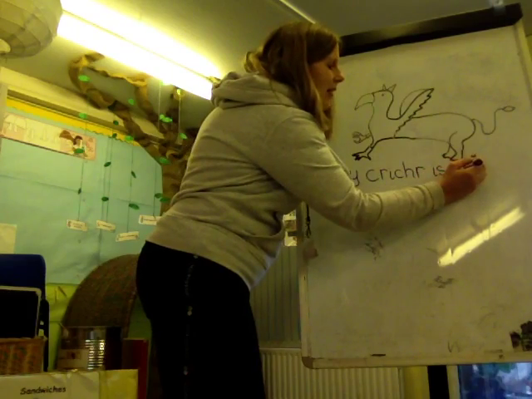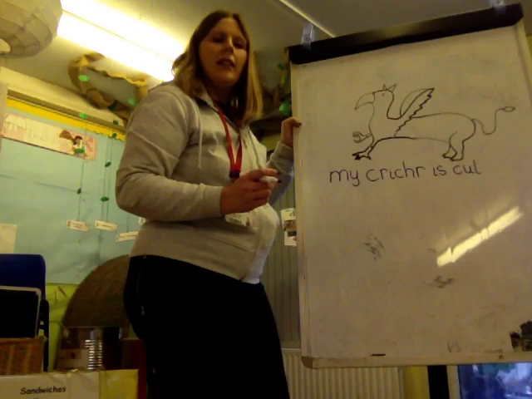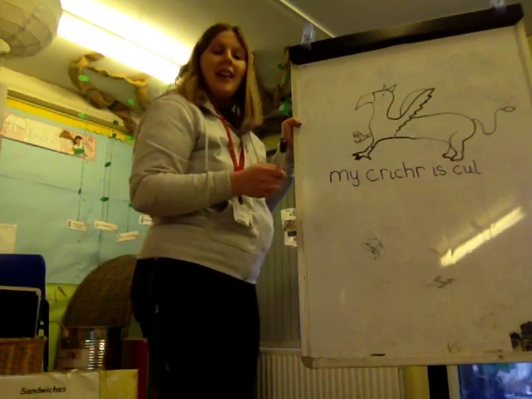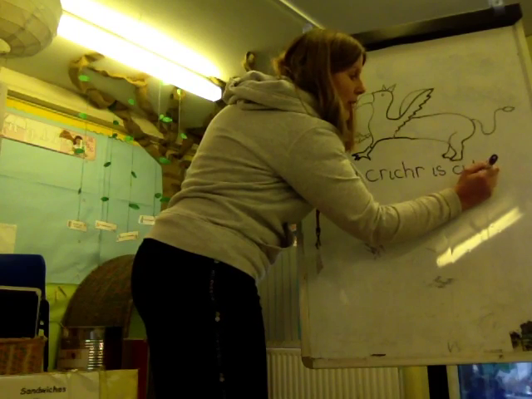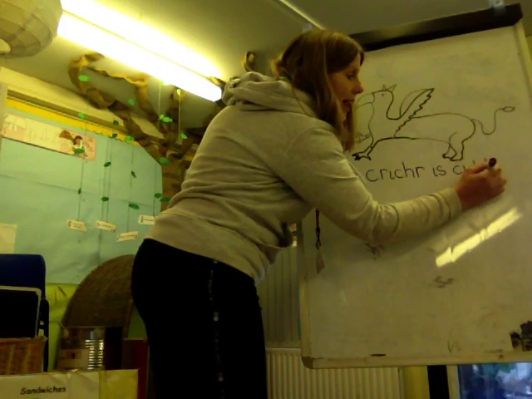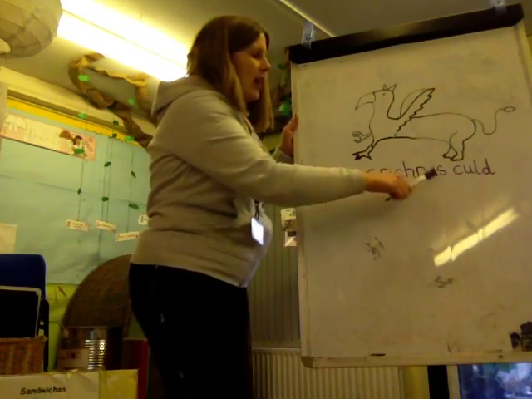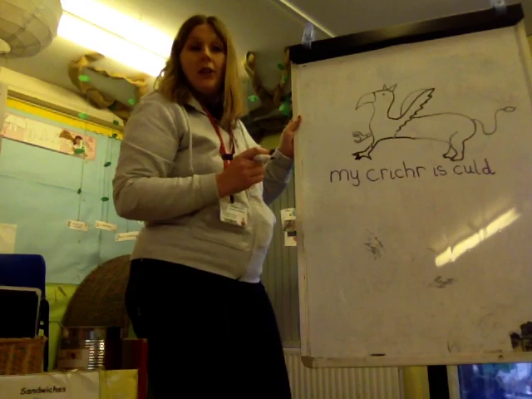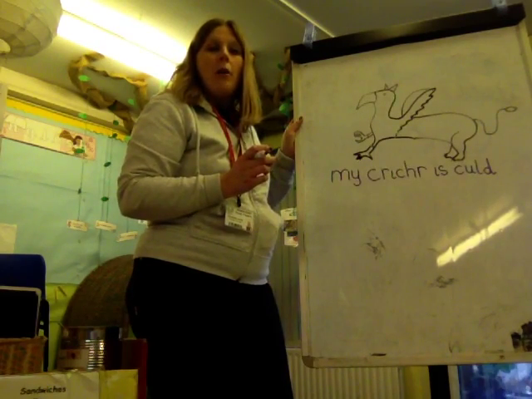Oh, down the long leg. Cold. That's right, the last phoneme is d, d, d. Round the dinosaur's bottom, up his long neck, down to his feet. My creature is called, I'm going to use an alien name for mine. I'm going to call him Vob.